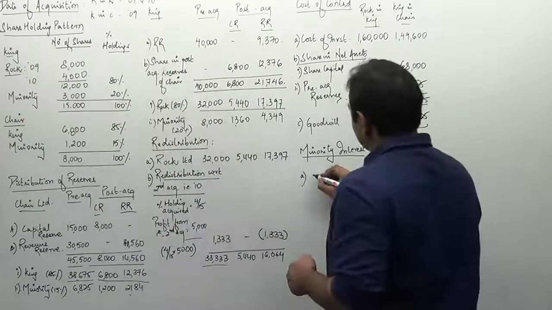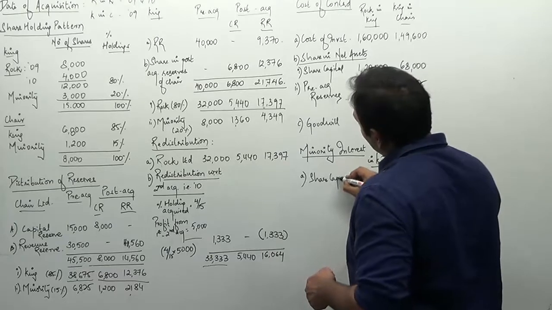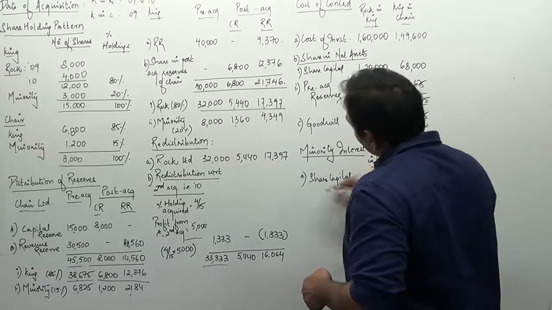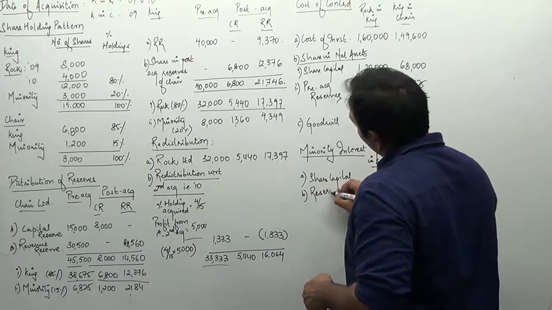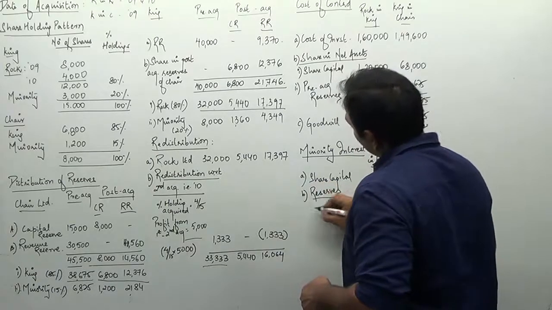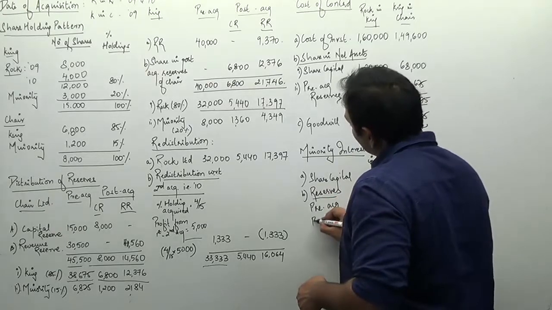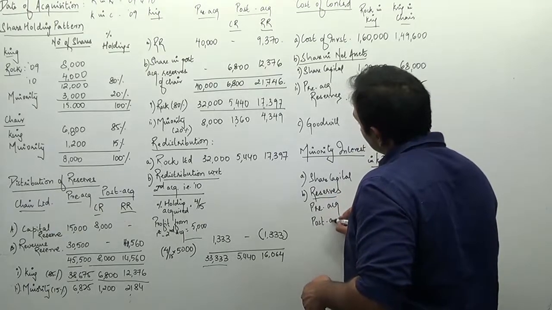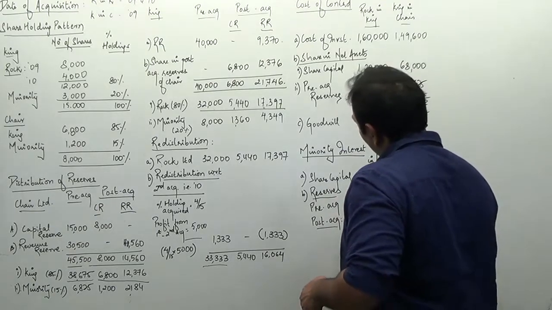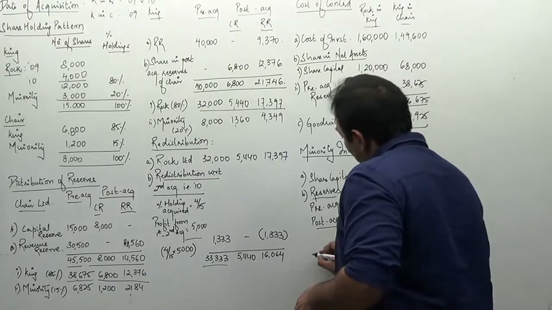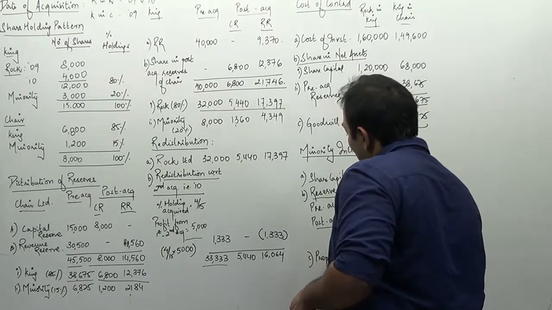Minority interest is nothing but their share in net assets, split between share capital, reserves, pre-acquisition and post-acquisition. Under post-acquisition, again, I have a capital reserve and revenue reserve. Along with that, do not forget to add their share in proposed dividend as well.